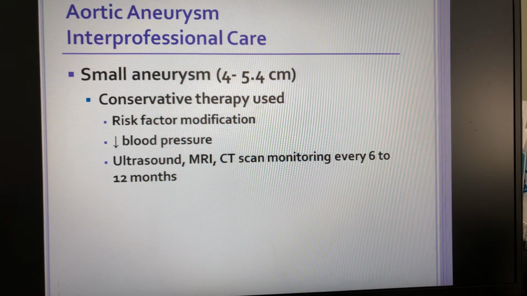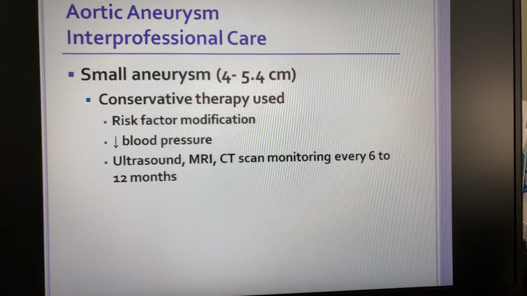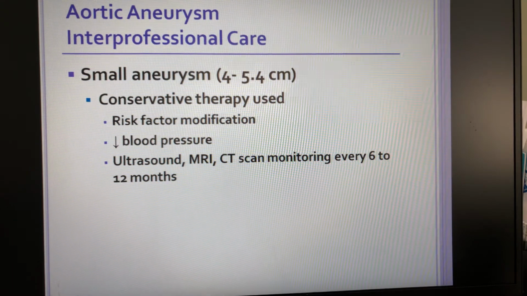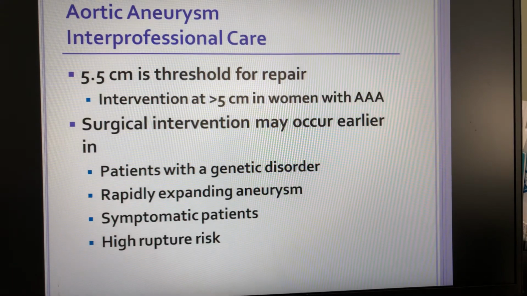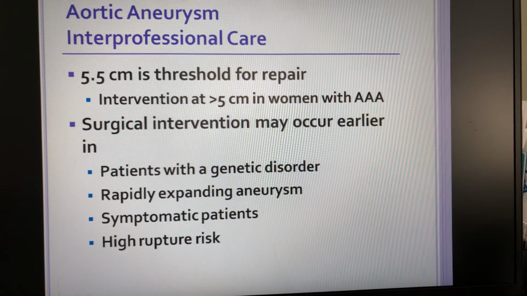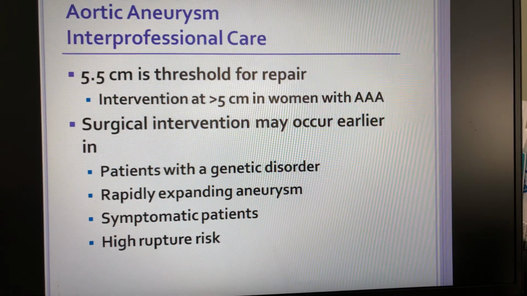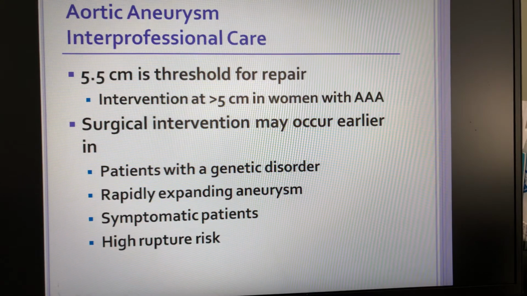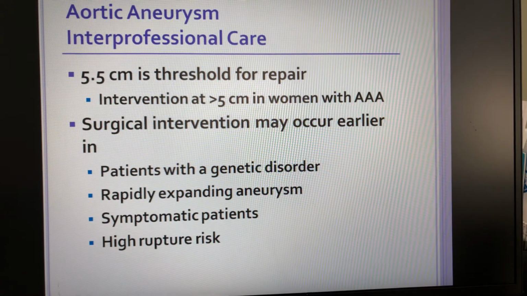Monitoring by ultrasound every 2 to 3 years is recommended for patients with AAAs that are smaller than 4 centimeters in diameter. A 5.5 centimeter size aneurysm is the threshold for actual repair.